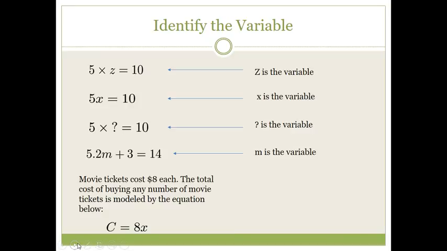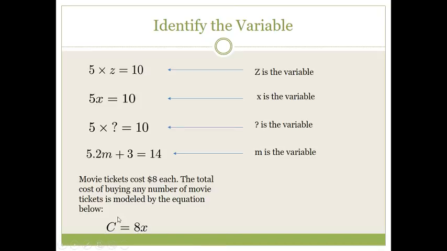How about in this example? Movie tickets cost $8 each. The total cost of buying any number of movie tickets is modeled by the equation below. C equals 8x. So think about how we would figure out the total cost of buying X number of movie tickets. Since they're $8 each, I would just take the number of tickets that I need to buy and multiply it by 8. And that's exactly what this expression is telling me down here.